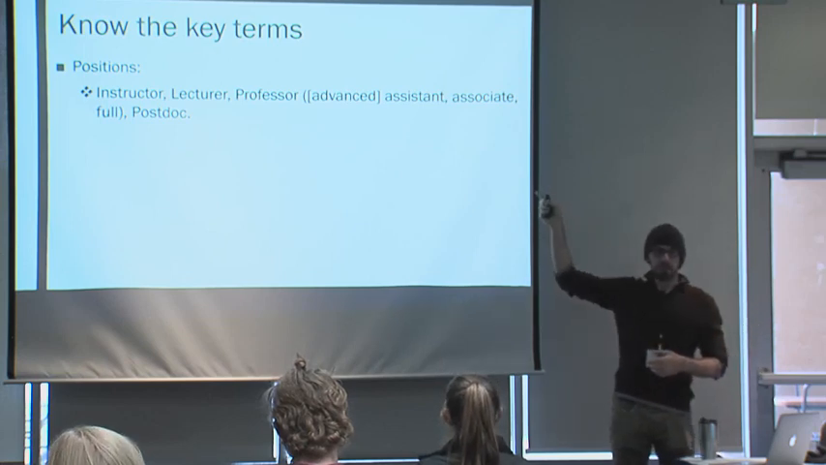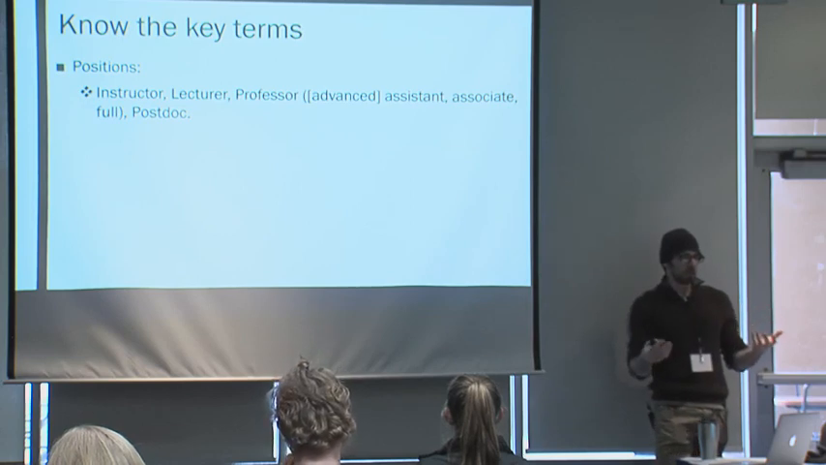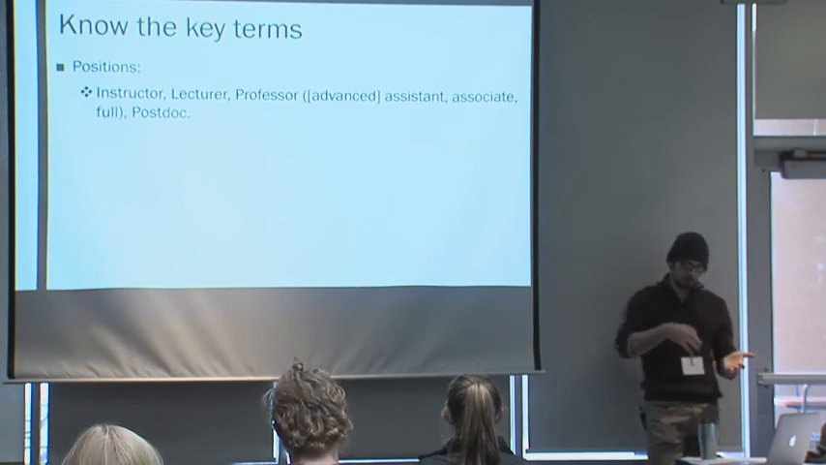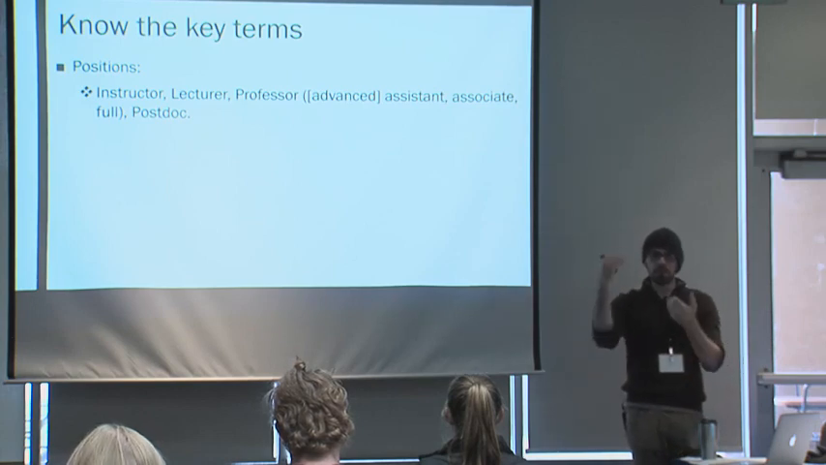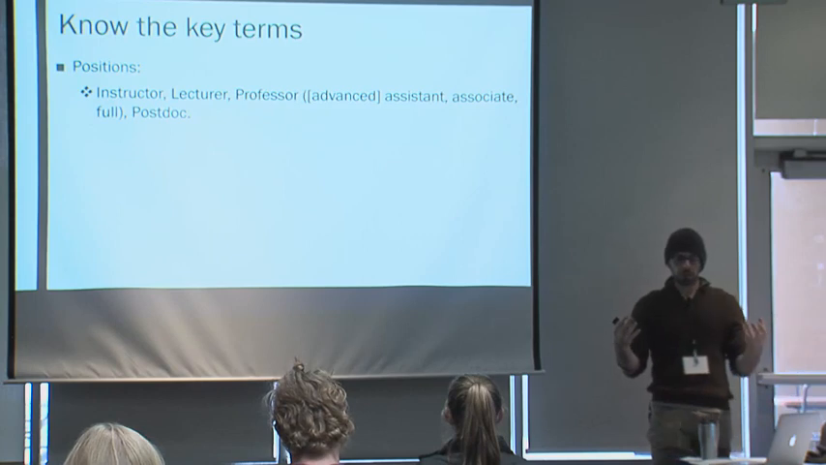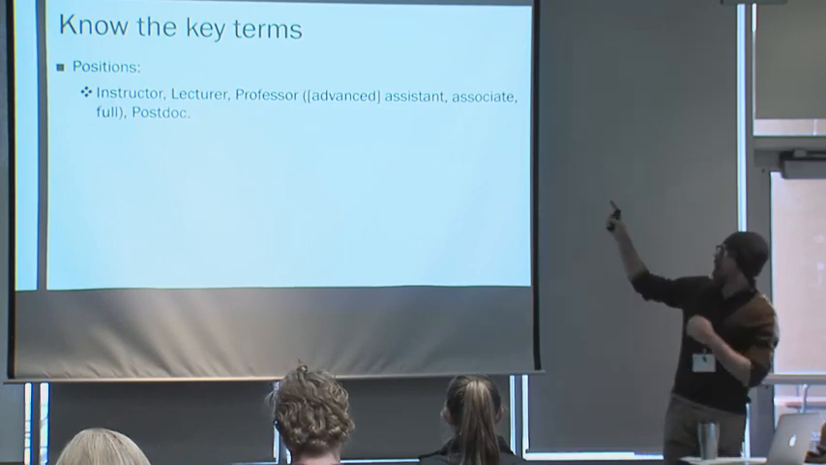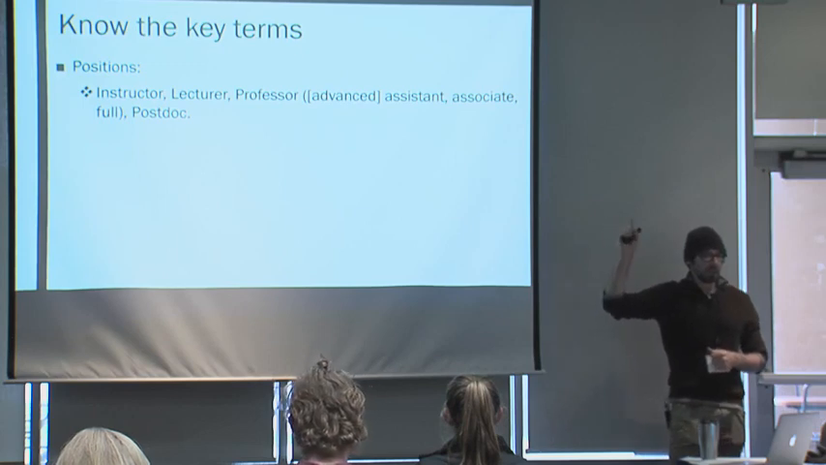You begin at assistant. Typically after five-ish years, you go up for tenure review. If you go from there, you get promoted to associate, you go for another review, then you hit full. You get increases of salary and other perks as you go up the chain. And so when you're applying for jobs, most jobs will usually be at the assistant level.